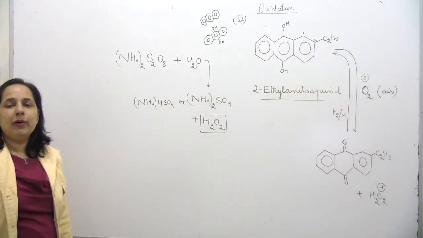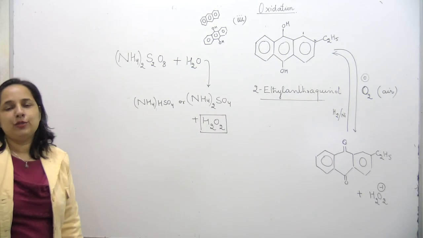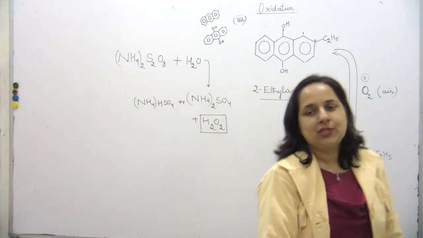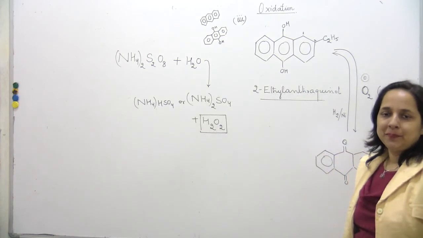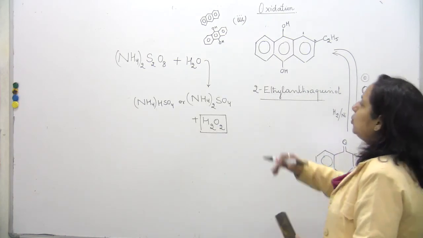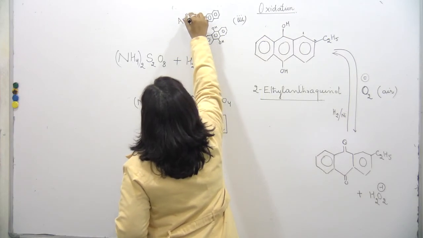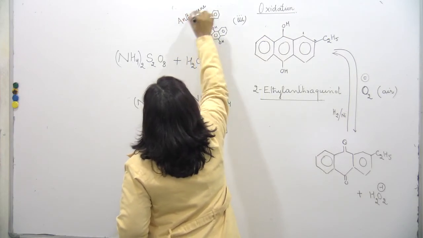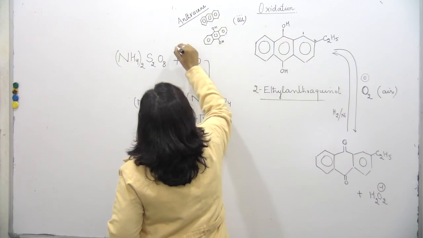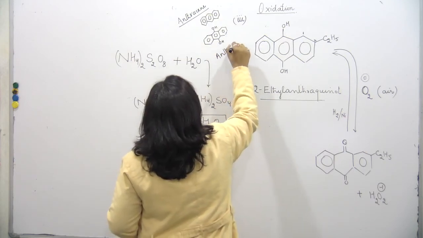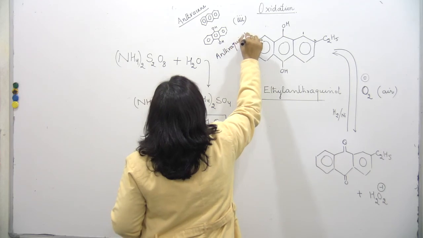So this is all about your methods of preparation of hydrogen peroxide. We are finished with the first topic, methods of preparation of hydrogen peroxide. Right? These two chemicals you must know that one is anthracene. First is anthracene and second is anthraquinol.